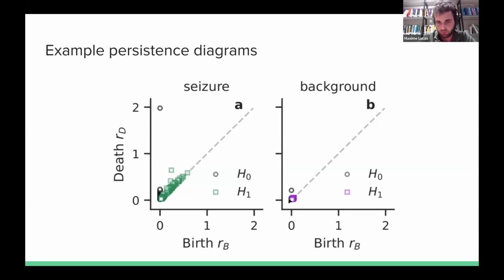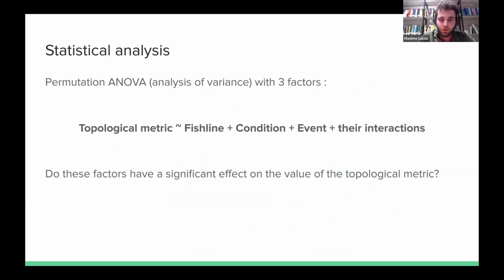But again, if we look at this one from closer, it's still very close to the diagonal and has fewer points further away from the diagonal. So this will be reflected in the summary metrics that we will see. The idea is to have some statistical analysis, and I performed a permutation ANOVA with 3 factors. I look at one topological metric, one of the 3 I showed you, and I wanted to see if it's affected by 3 factors: fish line, which has two possible values; condition, either mutant or wild type; and event, seizure or background. I also included potentially their interactions.